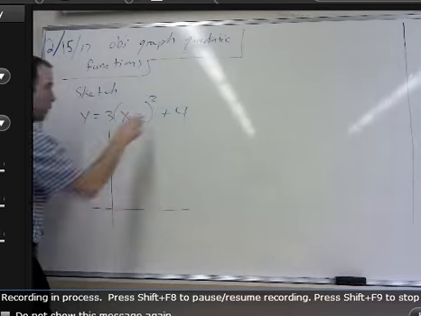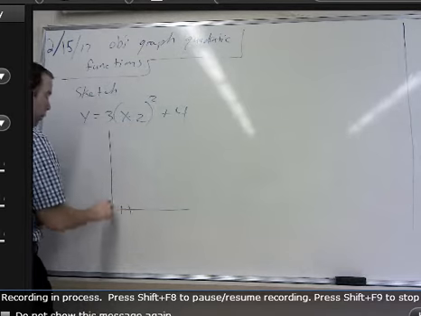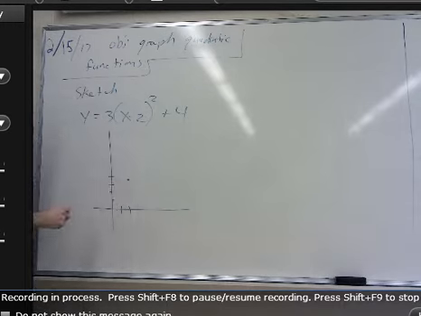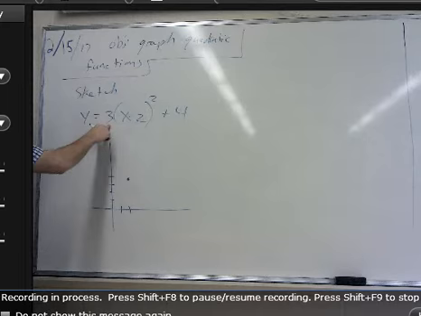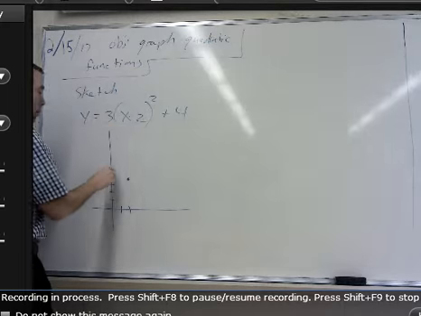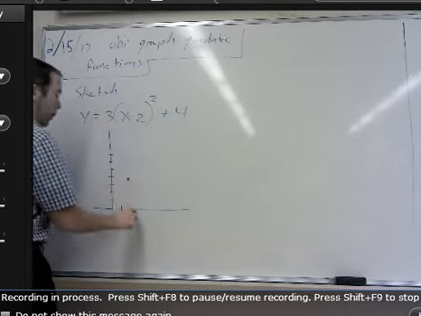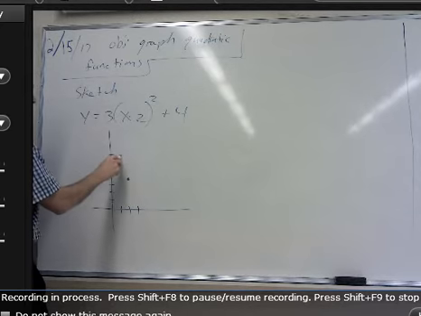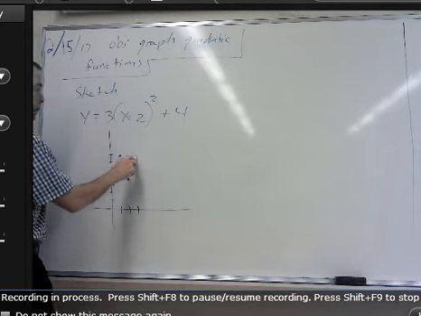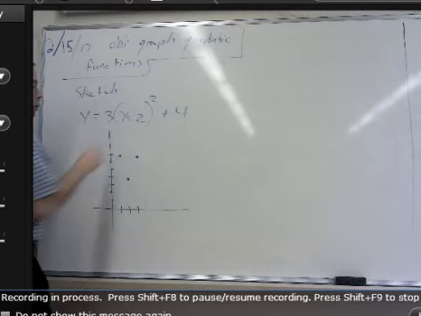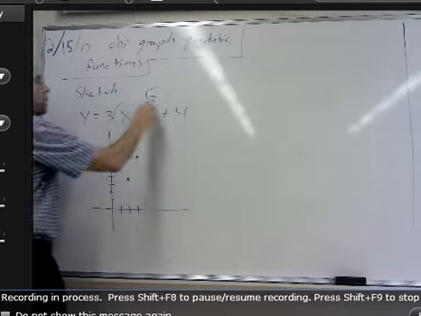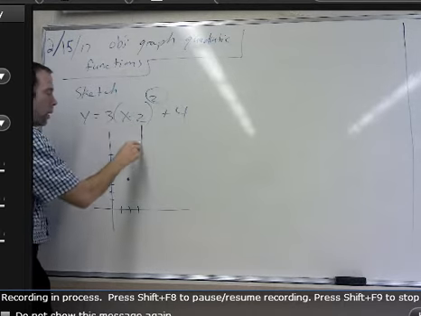So up 4, right 2, so we go right 2, up 4. 1, 2, 3, 4. Put a dot right there. And the slope is 3. So that means we're going to go up 3 over 1, and up 3 over 1 over here. And what's the shape? It's a U shape, right? Because the squaring means quadratic, and quadratic means U-shaped.